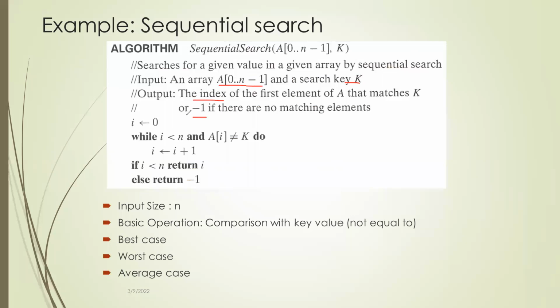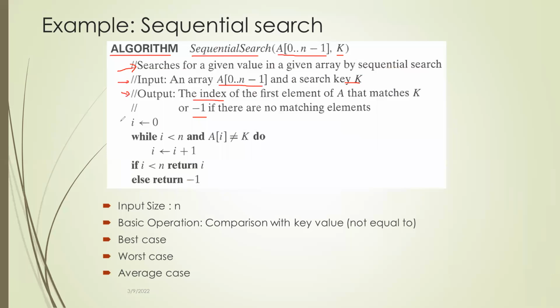So just please go through that algorithm. You have to start with the keyword ALGORITHM, which should be written in uppercase, followed by the algorithm name and input. Input is an array and a search key. This tells us it is going to search for a given value in a given array sequentially. The problem statement I have to define in a comment statement. Then I have to mention what is input and what is output.